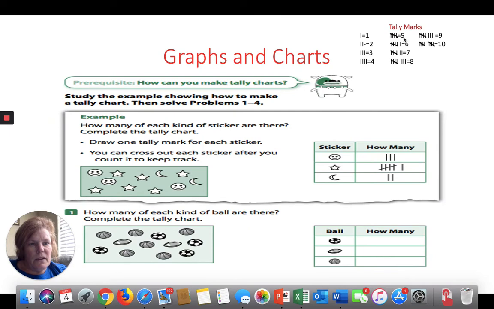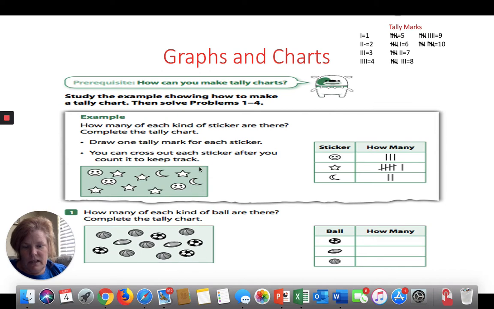I made a little thing over here called tally marks, and just a little chart here in case you've forgotten. One little slash is 1, 2, 3, 4. This is when it gets difficult. This is 4 slash marks, and then one going across it. That's 5. Then 6, 7, 8, 9, and 10. So there you go there.